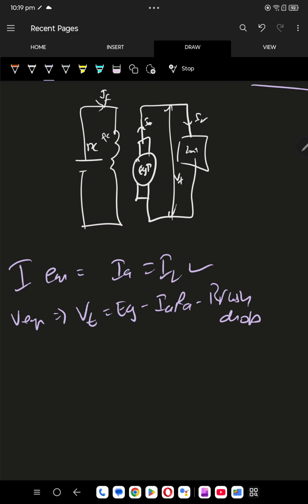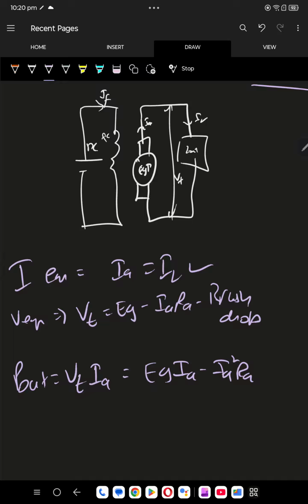If I combine these, let me show you. P out is equal to VT into IA. So what am I going to get? EG into IA minus IA square RA. Brush drop you're now going to write here. This is only P out. P out is basically the total power, which is output power plus losses. So P out is the total power minus losses. Don't worry too much. This is about the separately excited DC generator.